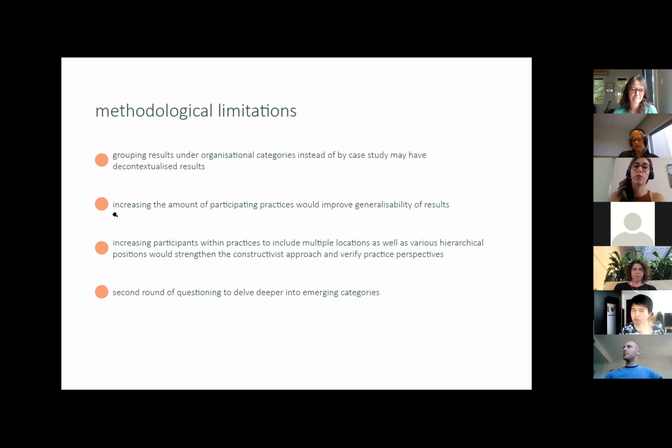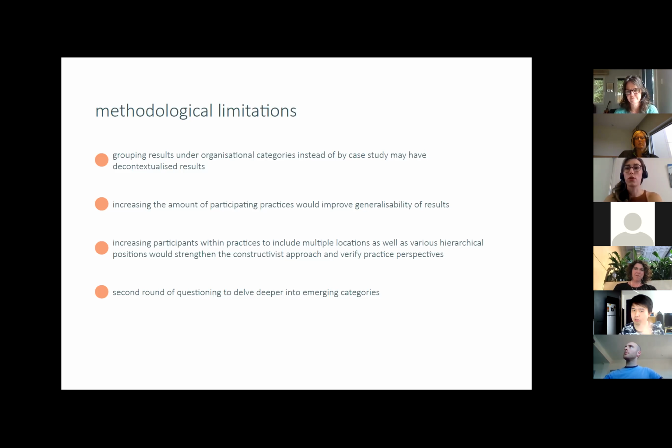Increasing the amount of participating practices would have improved the generalizability of the results. I only had a year to do this study, and obviously it's only a master's thesis. Increasing participants within practices to include multiple locations, as well as various hierarchical positions, would strengthen the constructivist approach and verify practice perspectives. And a second round of questioning would have been really great to delve deeper into emerging categories.